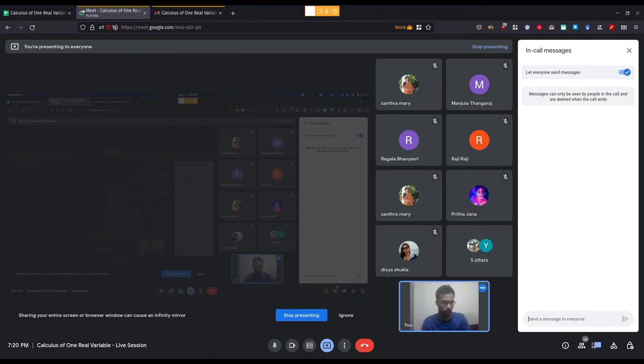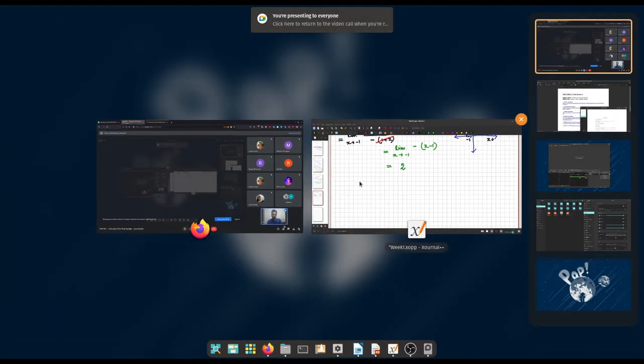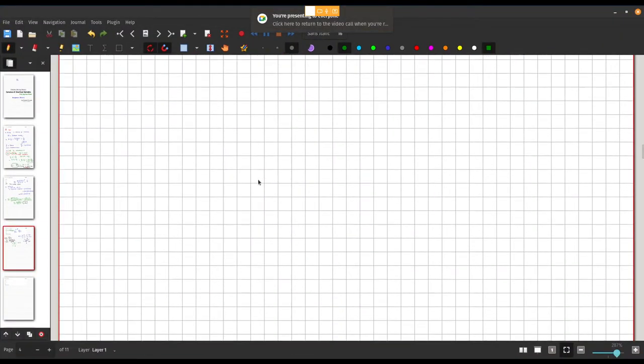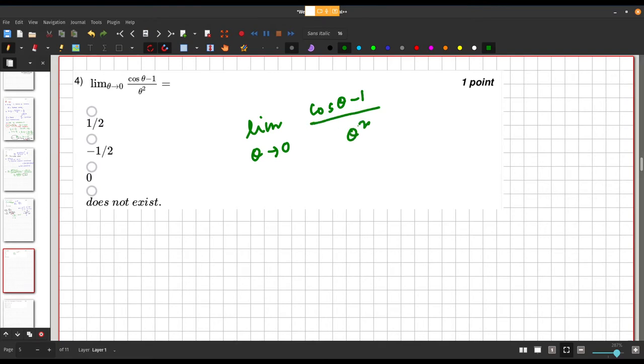Okay, so if everyone is okay with this problem, let us go to problem number 4. Again, this is another problem of finding a limit. Here theta tends to 0. The function is cos theta minus 1 by theta square.